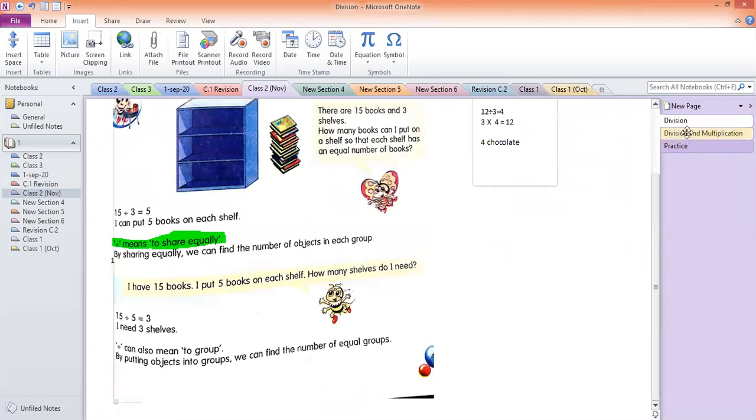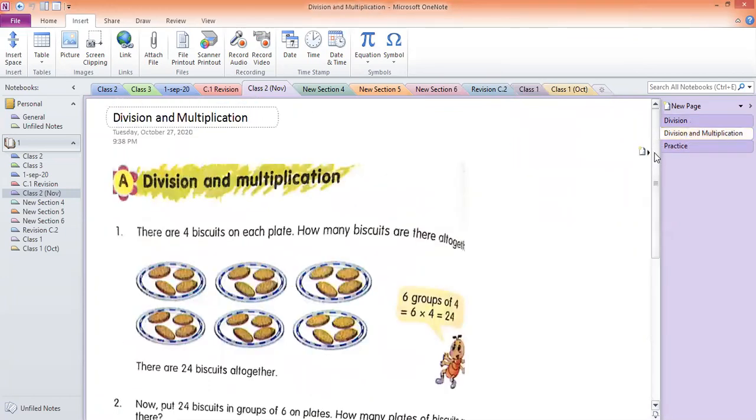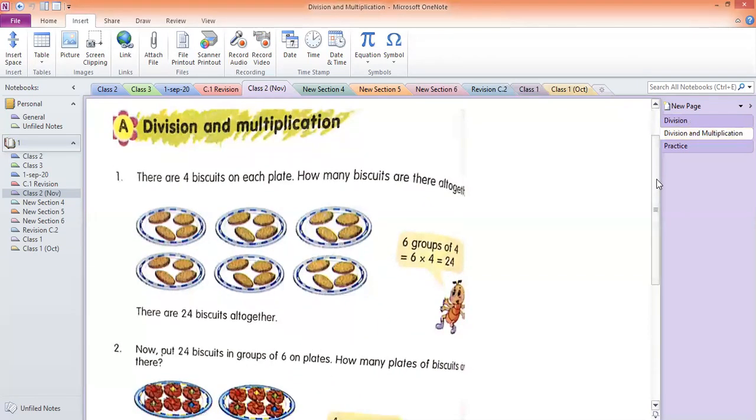Now let's go to the next page. Look at this example, guys. There are 4 biscuits on each plate. Look at how many plates there are. 1 2 3 4 5 6. There are 6 plates, and in every plate you can see there are how many biscuits. 1 2 3 and 4. So I can say there are 6 groups of 4.